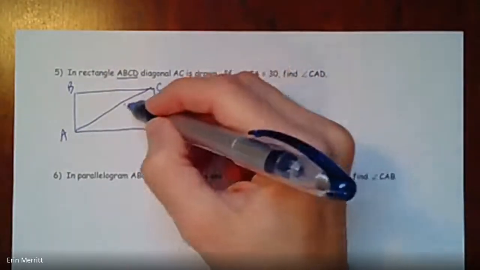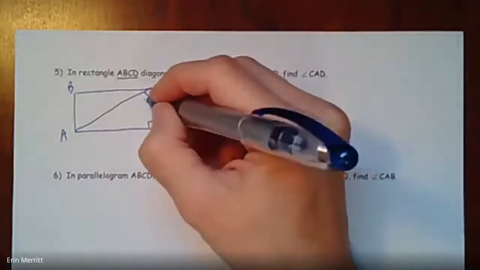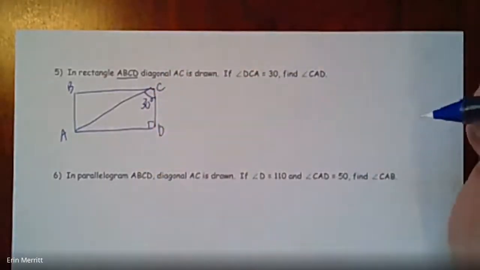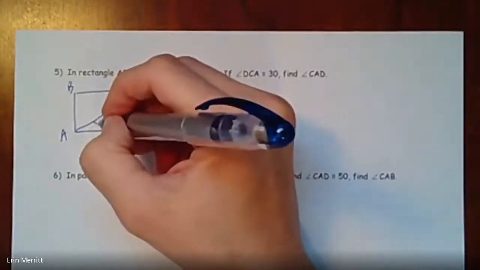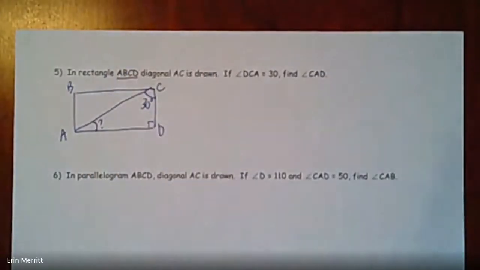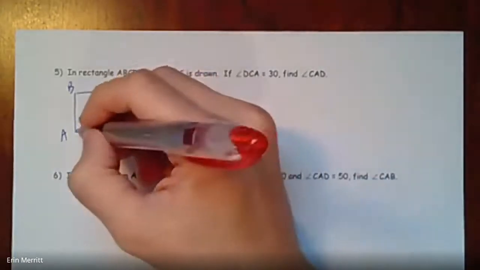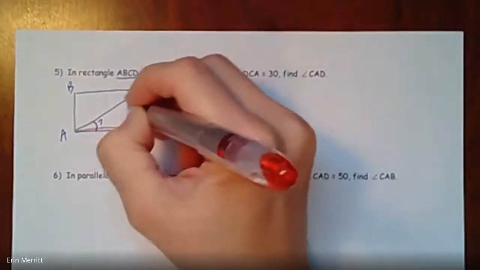So DCA, that angle right there is 30. And now it might not be drawn to scale, and that's okay. Find the measure of angle CAD. So CAD is what we're looking for. Well, there's so many ways to look at this, but one way to look at it is the idea that you have a nice little right triangle here.